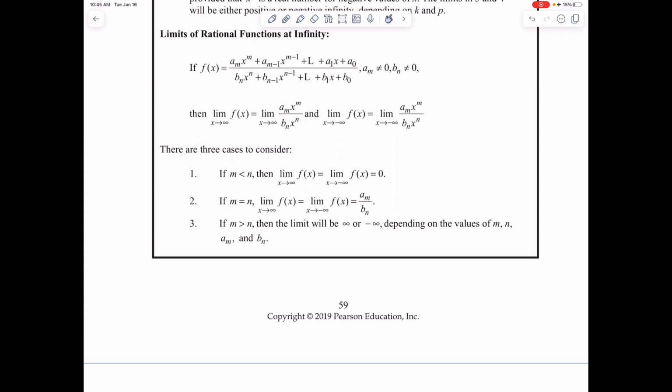If the exponents are the same, then we just take the limit of our constants, a over b. And if our numerator power is greater than our denominator power, then the limit will be infinity or negative infinity, depending on what m and n and what a and b are.